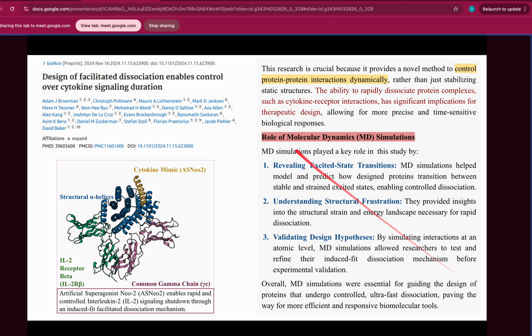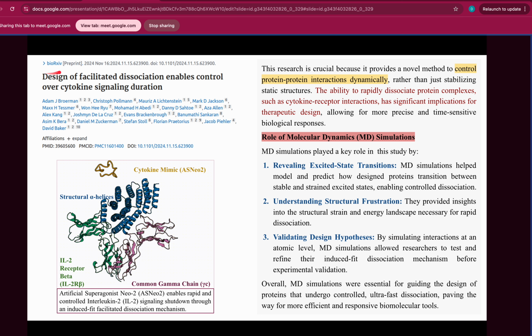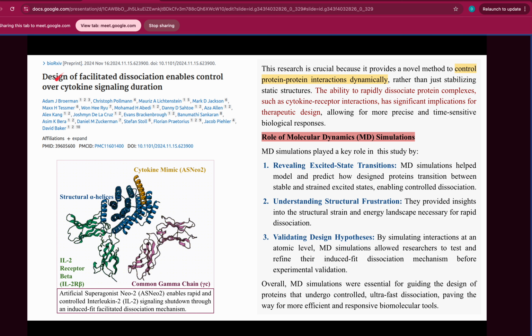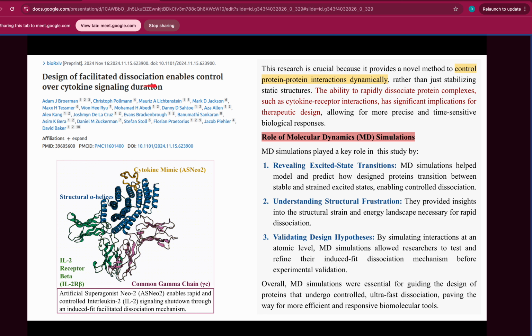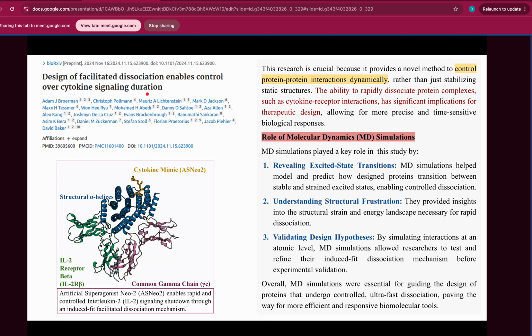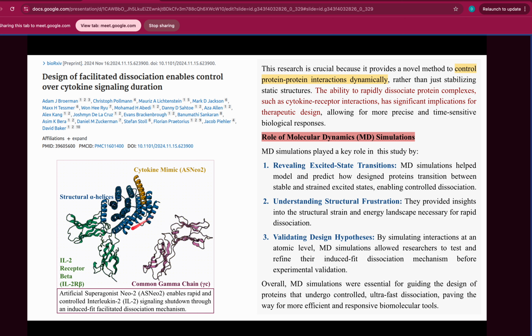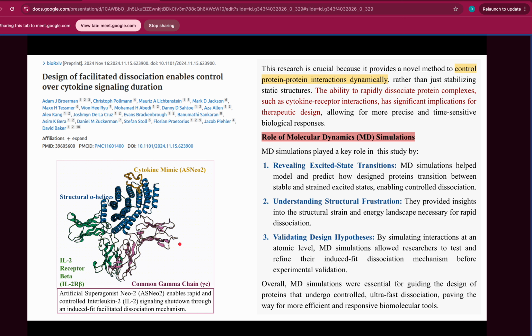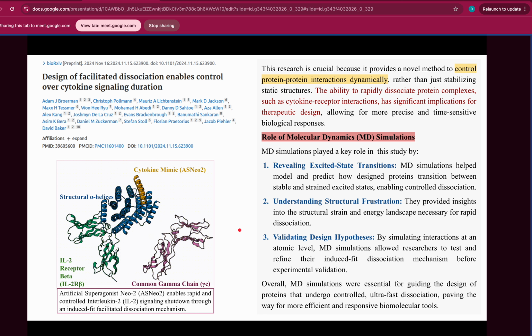This is one of the papers which is still up on bioRxiv. It's a preprint, it's not published yet. It talks about the design of facilitated dissociation, which enables control over cytokine signaling duration. So why is this paper important? Because it tells you how the property of the protein molecule changes as soon as the cytokine mimic binds to the protein. There is some kind of dissociation and structural changes taking place. This study is possible with the help of MD simulations. With the help of simulations, we can understand what changes are taking place in the real scenarios.